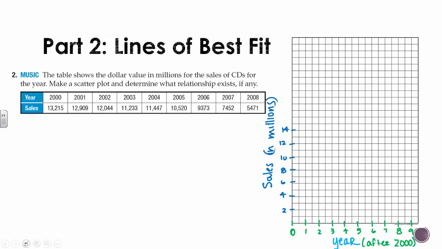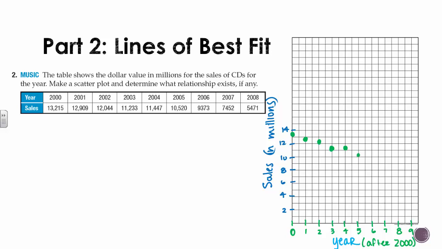And now we can plot these points. So the first one is at 2000, 13.2, so somewhere around here. And then 2001 at 12.09, 2002, a little more than 12, 2003 is about 11. Oops, this isn't in the right spot. We want about here. 2004 is about 11 again. It went a little up actually from the last one.